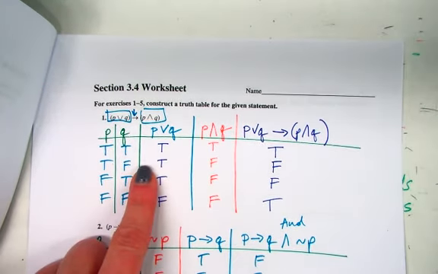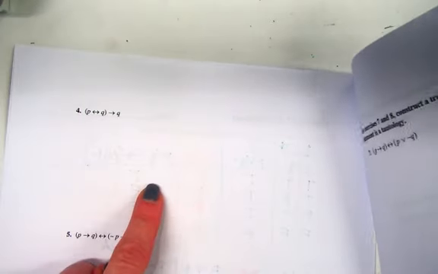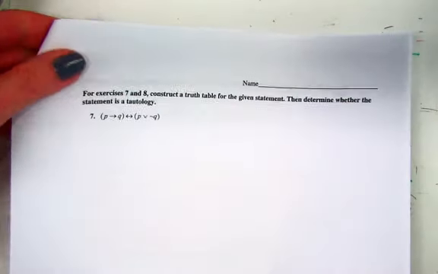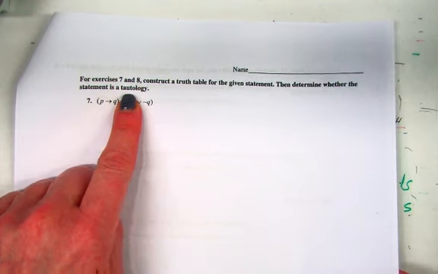Page 67 we actually did. Then you should have had page 68 finished. So if that's not done, you need to do it. And then yesterday I talked about what a tautology is so that you guys know how to do page 69.